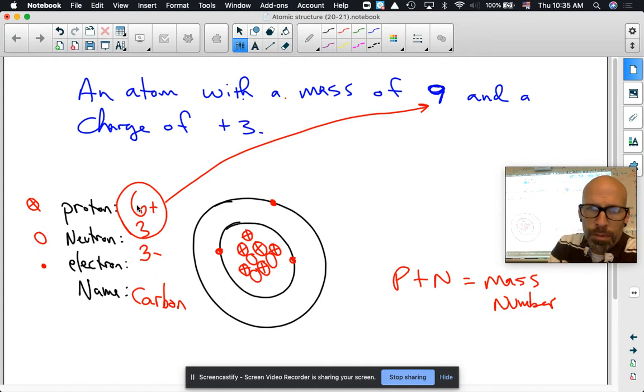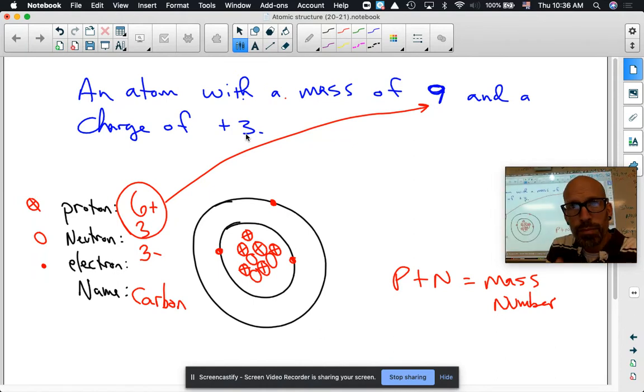So remember, the plus or minus charge number does not tell you how many of anything you have. It tells you the amount of imbalance between the pluses and the minuses. You already know we have 6 protons because you decided it was carbon. And because we have a plus 3 charge, you know we have to have 3 more of these than we have of these. So I hope that you're following that logic.